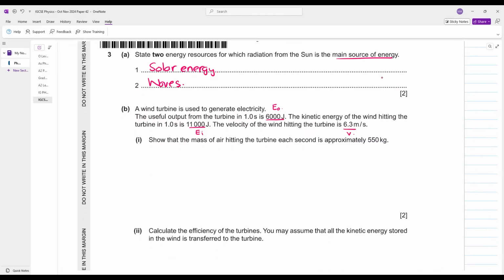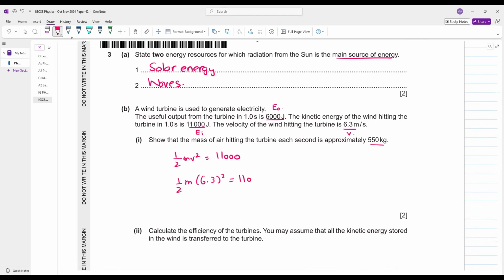Okay, you have the velocity of the wind hitting as well. Show that the mass of the air hitting the turbine each second is 550 kg. So you have to calculate the mass. How will you do that? You know kinetic energy is equal to 1/2 mv squared. What is the value of kinetic energy? 11,000. Do you know the velocity? Yep. 1/2 into mass into 6.3 squared is equal to 11,000. Can you calculate the mass? Mass is equal to 11,000 into 2 divided by 6.3 whole squared. 550 kg comes out to be your mass.